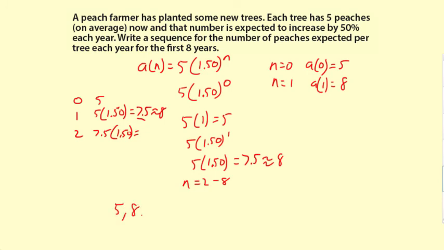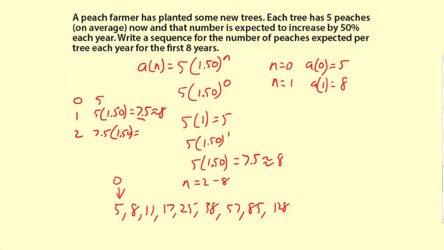Starting with year 0, we have 5, and I'm going to round as we go. 8 for 7.5, 11.25 rounds to 11, 16.87 that rounds to 17, 25.3 that rounds to 25, 37.9 that rounds to 38, 56.95 that rounds to 57, 85.4 that rounds to 85, and then 128.14 that rounds to 128. So starting with 5 at year 0, this is the first 8 years.